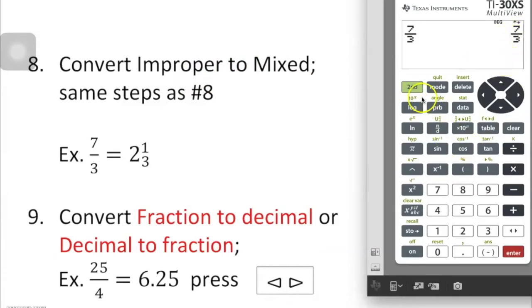Now, how do you get mixed? Look at that. This is a mixed fraction here. The color is matching. So we press second and that color, in this case, x 10 to the power n, enter. That's a mixed fraction, as you clearly see.